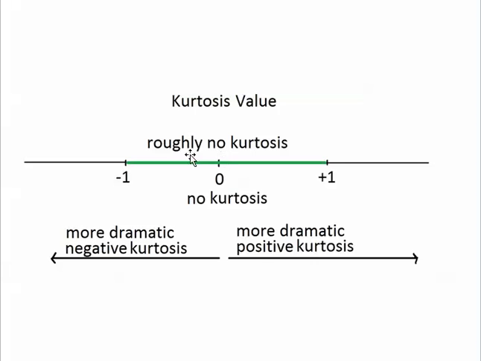So if the value came out a little bit below 0, it means that your data is a little bit flat. It's a little bit flatter than a normal curve. If it comes out a little bit above 0, then your data is a little bit too tall and narrow to be perfectly normal, but it's still pretty close to normal.